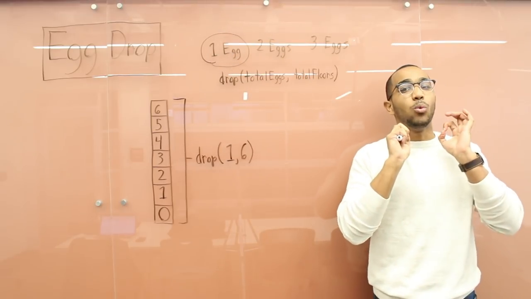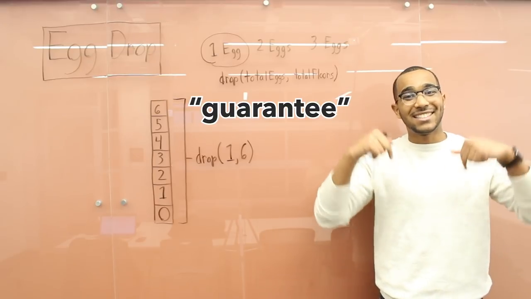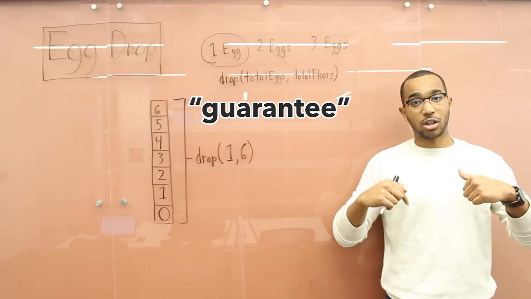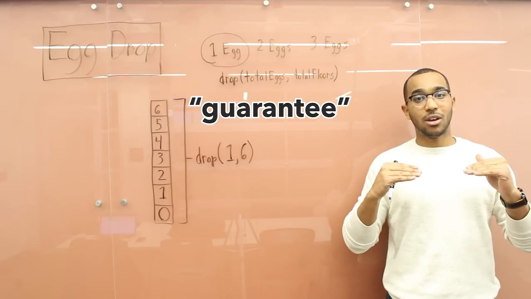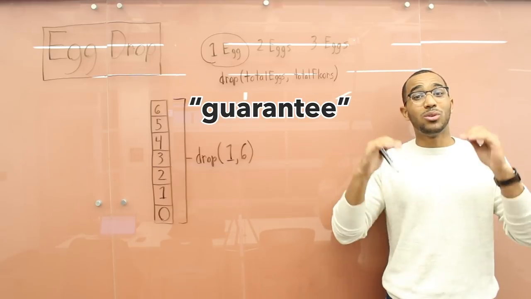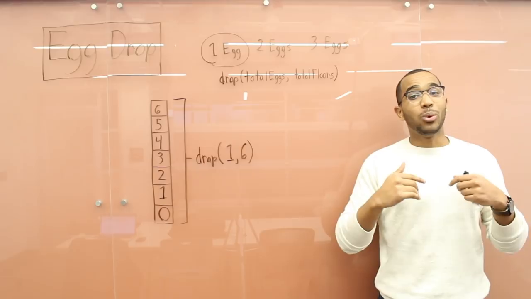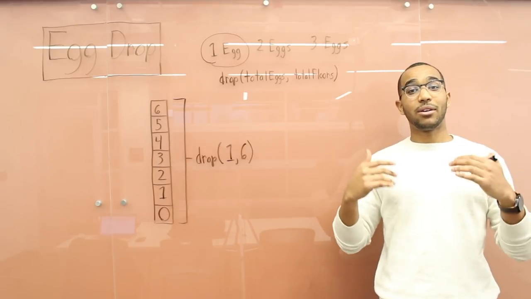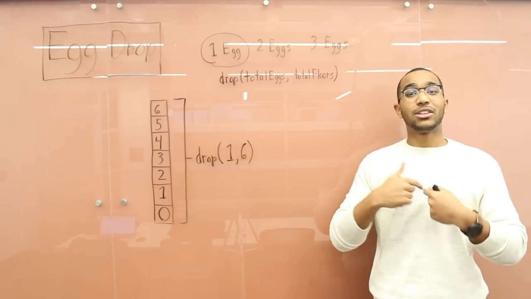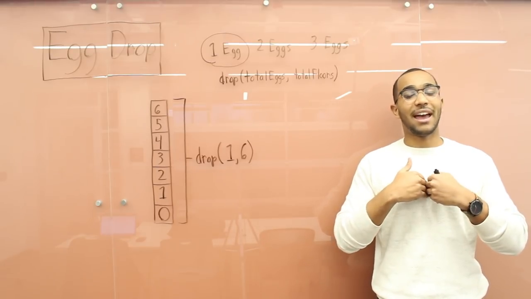So what is the worst? Because remember, my caller wants a guarantee. I need to guarantee my caller that the amount I'm returning is the least amount of drops I can do to guarantee I find that pivotal floor. So what we care about as a programmer is finding the worst amount of drops I have to do to guarantee my caller. I'm going to guarantee them that this is the worst I'd ever do.